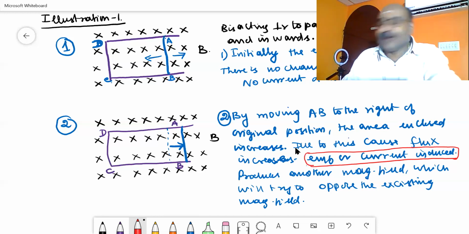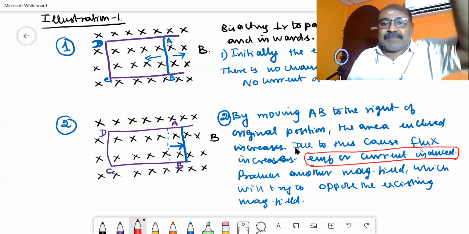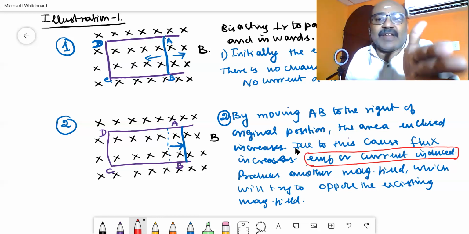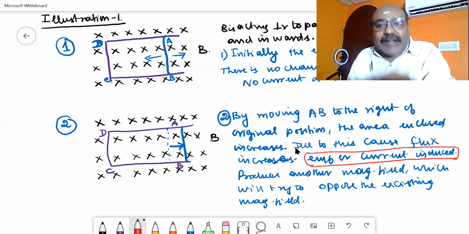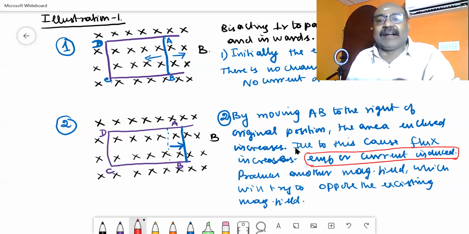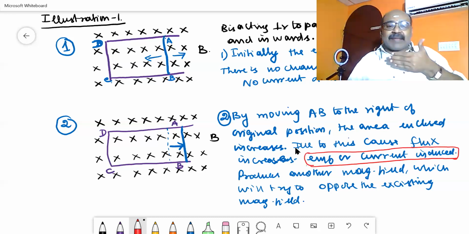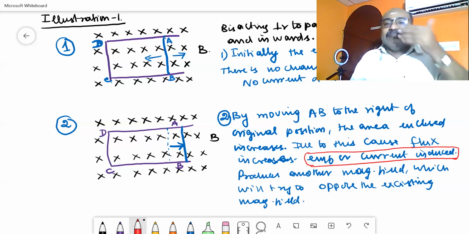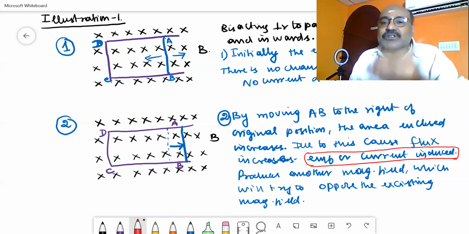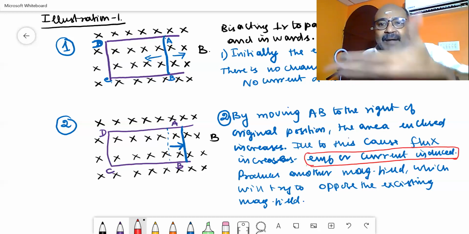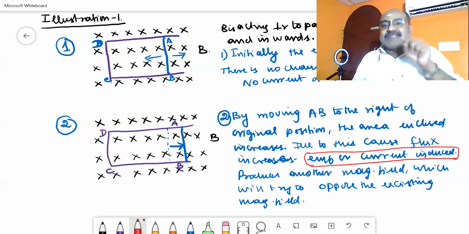So that is what I have written. The EMF or the current induced produces another magnetic field, which will try to what? Which will try to oppose the existing magnetic field. The existing magnetic field is acting perpendicular to the paper and in the inward direction. This induced EMF or the induced current will now develop another magnetic field in the direction opposite to that of the existing magnetic field. Means the new magnetic field produced will be perpendicular to the plane of the paper, but in the outward direction, because the existing magnetic field is in the inward direction.